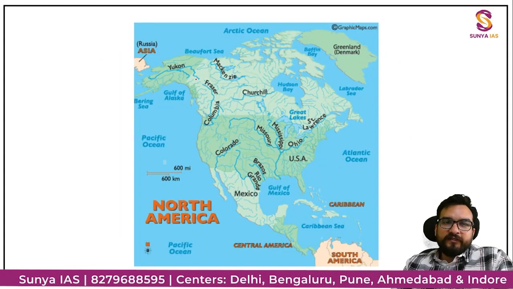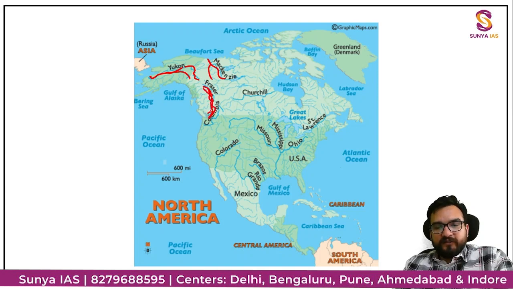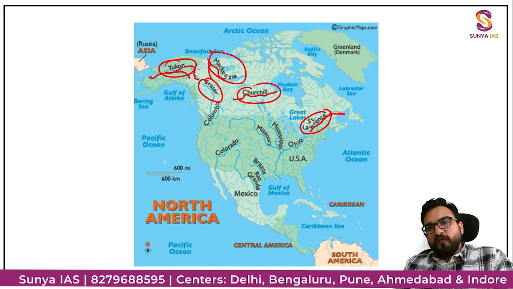सी ओवर हियर, गाइस. ये अच्छा मैप है. यूकॉन like this, can you see? Mackenzie, can you see? Fraser, just try to remember that Fraser is this river Fraser. One river Churchill, one river Saint Lawrence. और ये आपको पता है ओंटेरियो से निकल के यहाँ पर अपना जाती है सेंट लॉरेंस रिवर. Churchill, Fraser, Mackenzie, Yukon. You have to remember this, guys.